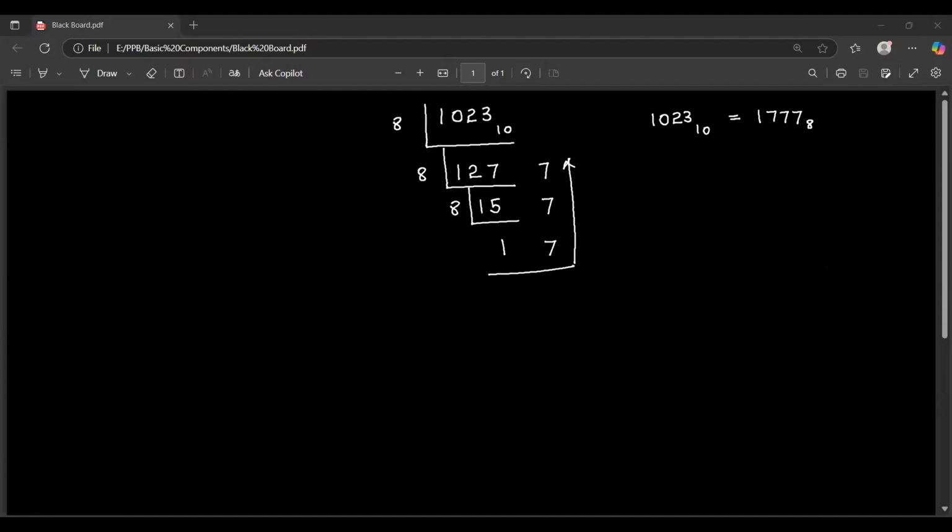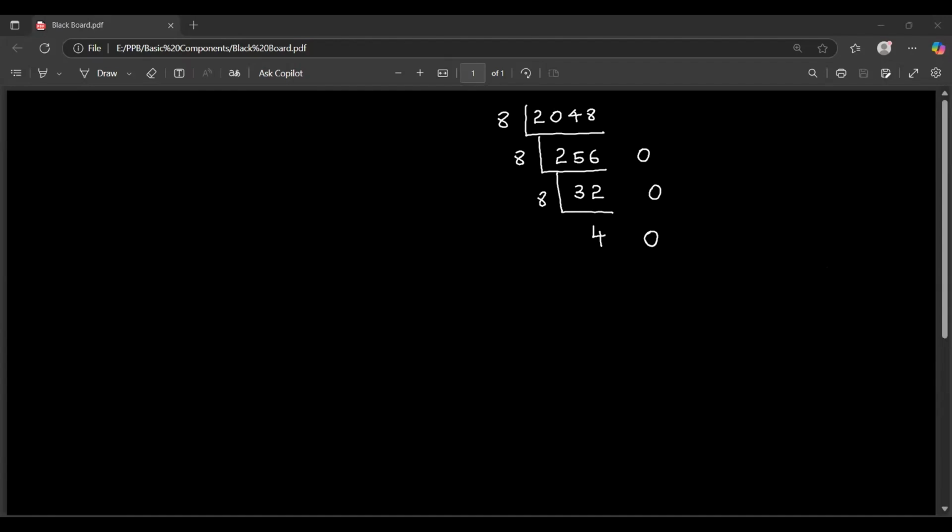Let's try another bigger number like 2048. If you divide it by 8, what will you get? You'll get 256. The remainder will be 0. If you divide it again by 8, you'll get 32. The remainder will be 0. If you divide it again, you will get 4 and the remainder will be 0.